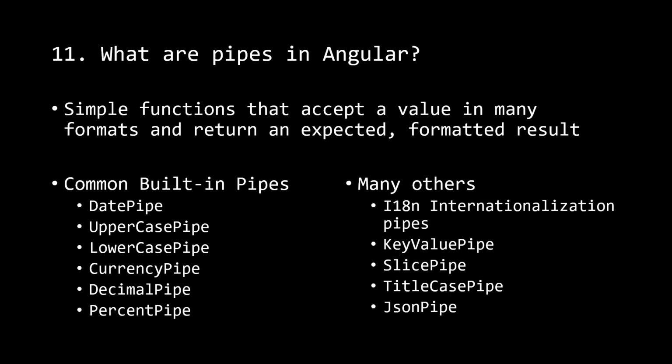Those are the most common, but there are others. There's a couple of pipes that help with I18N internationalization problems. There's the key value pipe, the slice pipe, the title case pipe, and the JSON pipe.